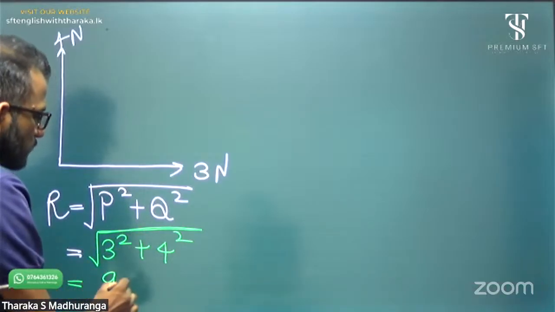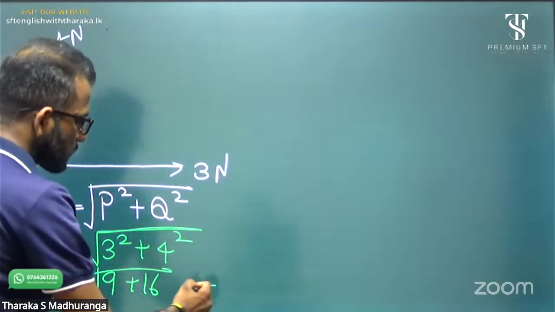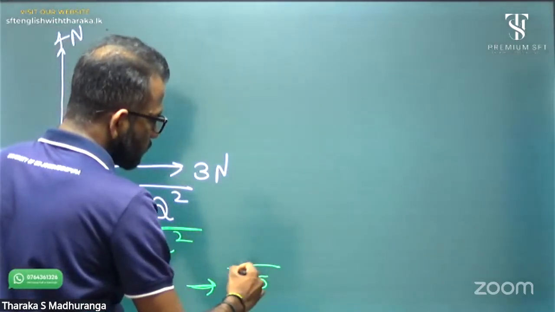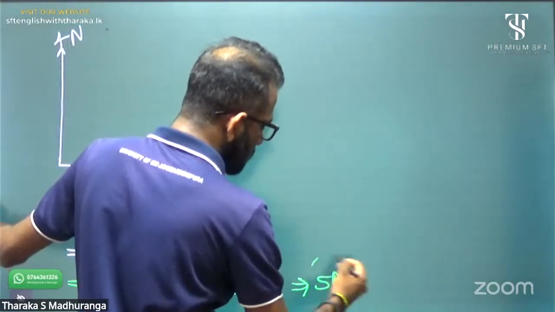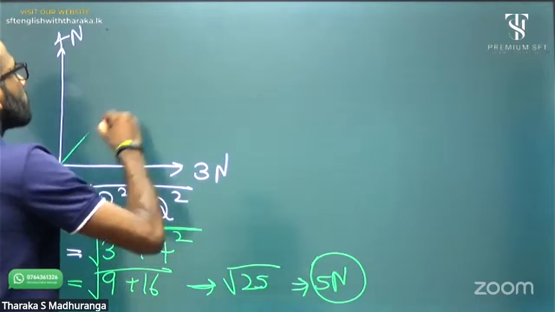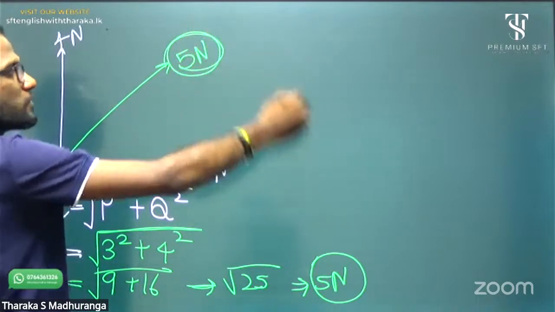Now 3 squared is 9. 4 squared is 16. Now 9 plus 16, it is 25. The square root of 25 is 5 Newton. 5 Newton is the resultant force of these two perpendicular forces.